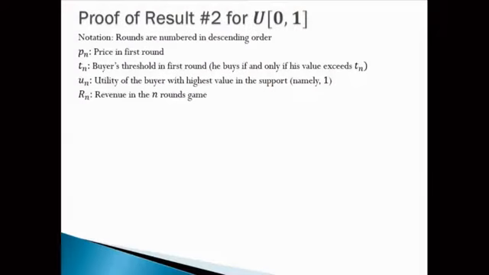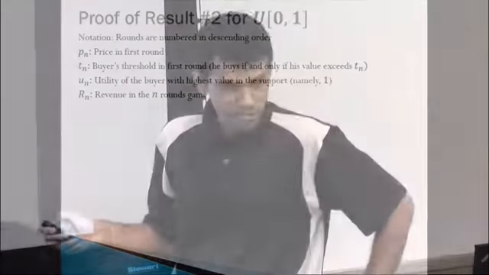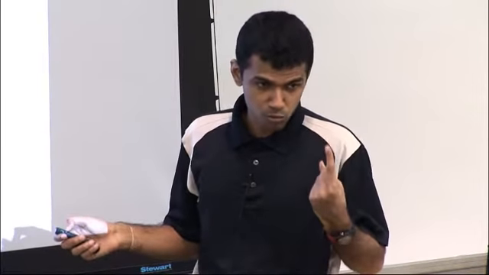Okay. So let's just go over this proof quickly. Let's say that Pn is the price in the first round of an n-day game. Okay. And Tn is the buyer's threshold in the first round. That is, I'll buy if value is at least Tn, I'll reject if its value is smaller than Tn. Un is the utility of the buyer with the highest value equals 1, what utility he gets, right? And Rn is the revenue in the n-round scheme, okay?